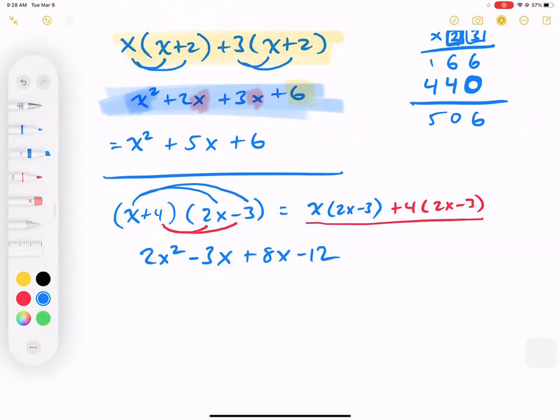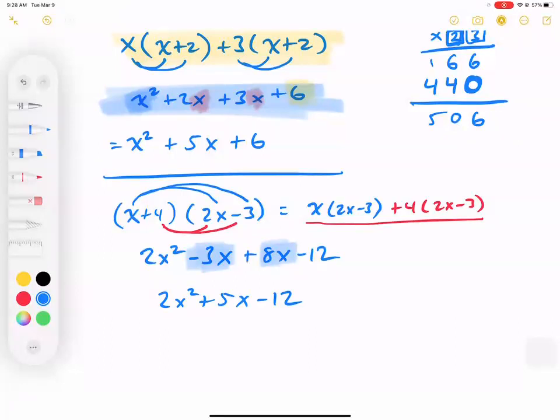Now that we've multiplied everyone, 2 times 2 gives us 4 terms. We should have 4 terms here. I have 2 in the front, 2 in the back, 2 times 2, that's 4. Now do we have any like terms? Take a look. Hopefully you've noticed that the negative 3x and the 8x here are like terms. 2x squared plus 5x minus 12. Okay, 2x squared plus 5x minus 12.